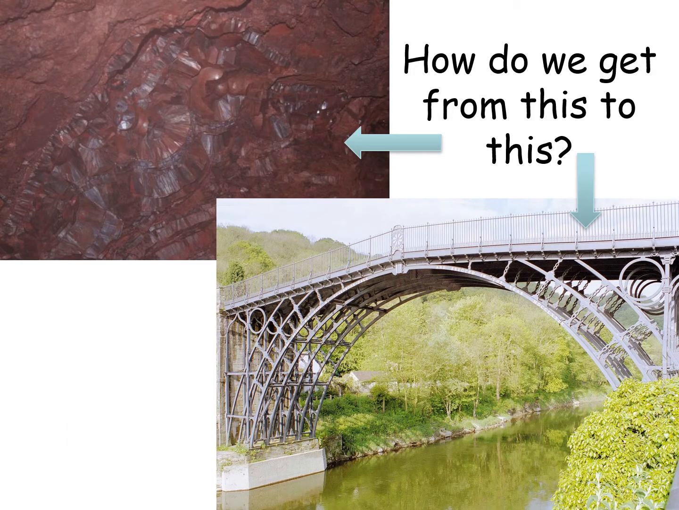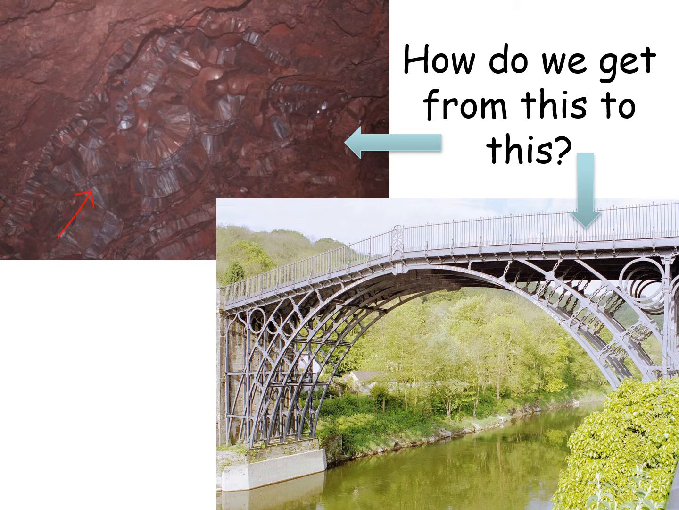Now, most metals don't exist naturally as just the metal. Most of them are in rocks as compounds. And up at the top here, we've got a picture of some iron ore. It's this kind of reddish brown colour, and this is just in rock.